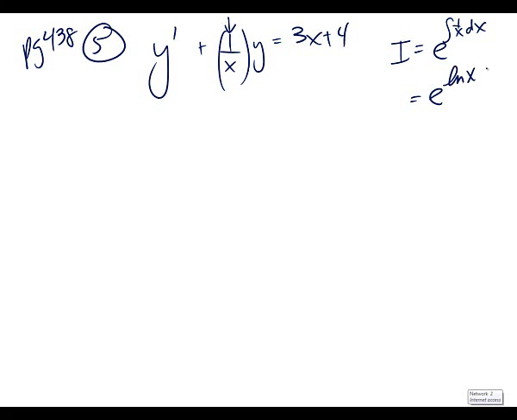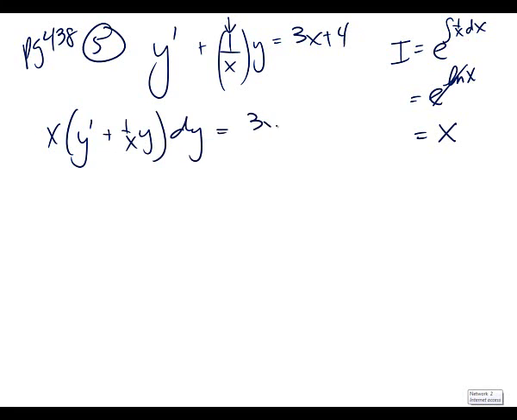Natural log of x plus c, but we don't do the plus c. So this cancels, so what am I going to multiply by? X. So I multiply both sides, because we're doing the integrating factor, and in the integrating factor we don't use plus c. We haven't actually integrated the actual function yet, right? So plus 1 over xy dy equals 3x plus 4 times x dx.